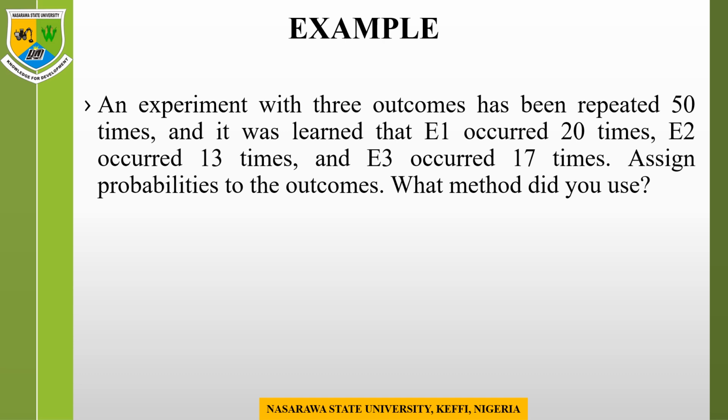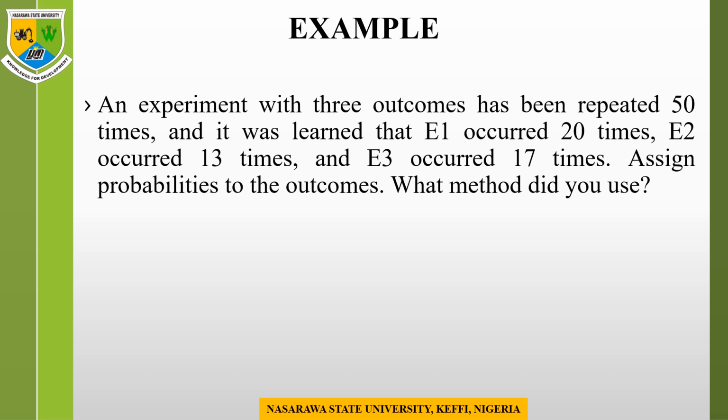Let's solve this example together. An experiment with 3 outcomes has been repeated 50 times. This means the total number of trials is 50. That experiment has 3 possible outcomes, which are E1, E2, and E3. E1 occurred 20 times, E2 occurred 13 times, and E3 occurred 17 times.